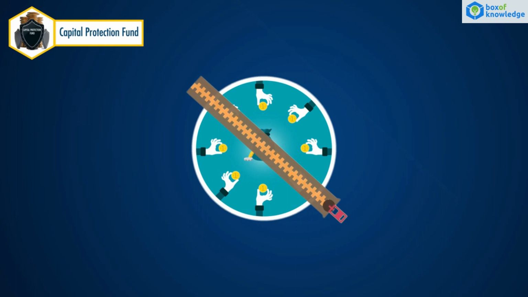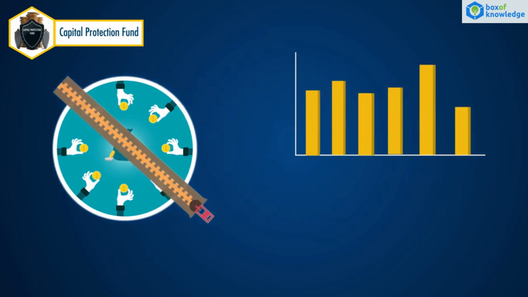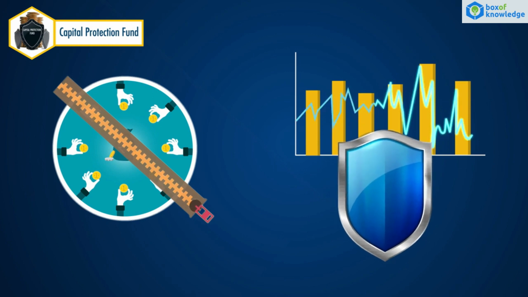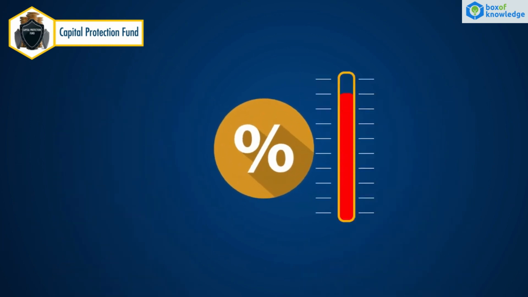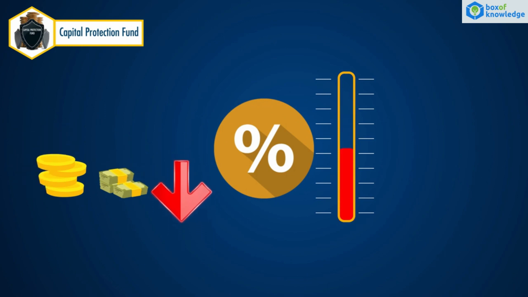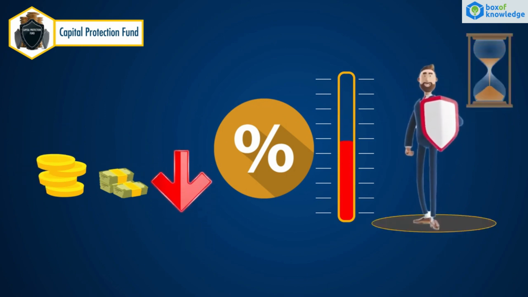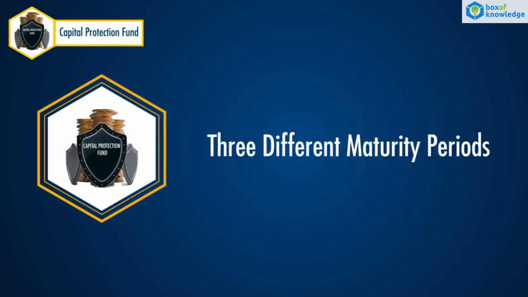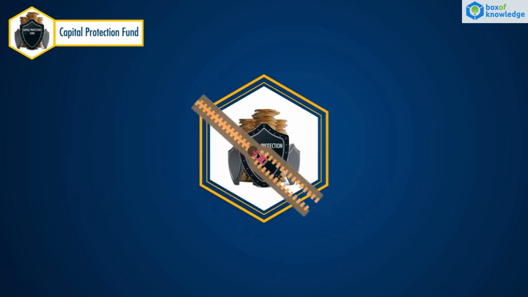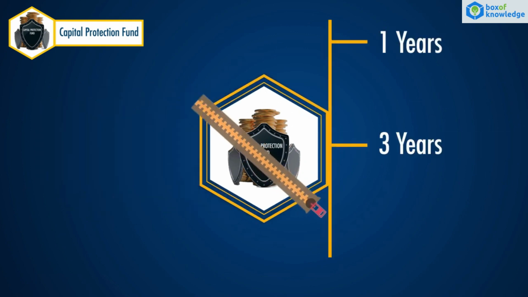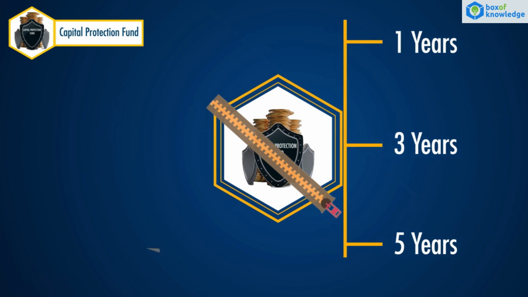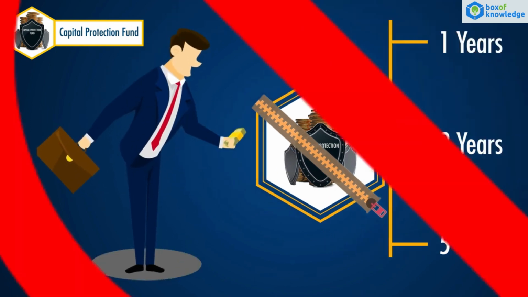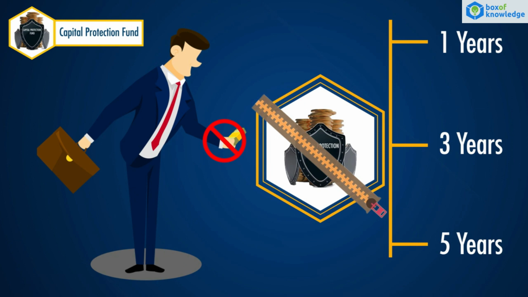The reason why these plans have a lock-in period is to ensure that the fund remains immune to volatile interest rate movements, which means that any losses due to interest rate fluctuations are averted as the assets are held till maturity. Capital protection funds are available in 3 different maturity periods. Based on their lock-in period, there are 1 year, 3 years, and 5 years funds. Once you invest in them, you cannot withdraw your money before the lock-in period.